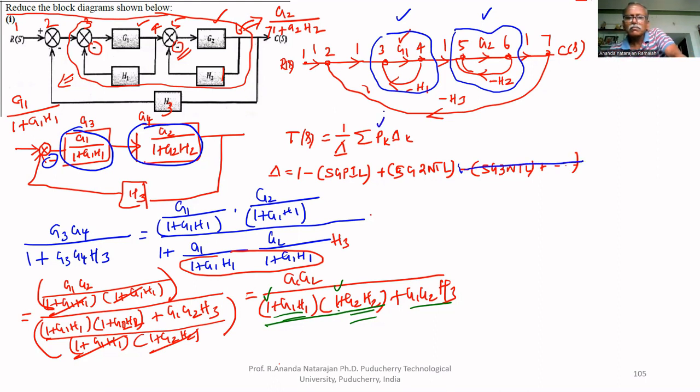Pk means forward path. If you travel from R of S to C of S, only one forward path: 1, 2, 3, 4, 5, 6, 7. That's all. Therefore, k equal to 1 only. So P1 delta 1 we have to find. Forward path gain is G1 G2. Delta 1 is delta for the part of graph which is not touching the forward path. There is no graph which is not touching the forward path. Therefore, its value is 1. So P1 delta 1 equal to G1 G2. Now we have to find delta.